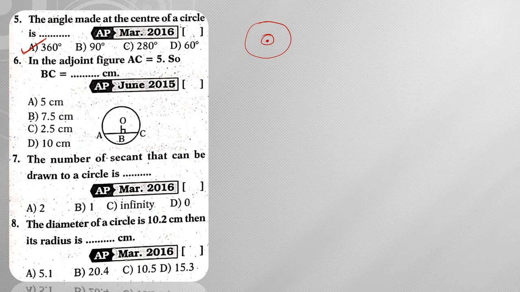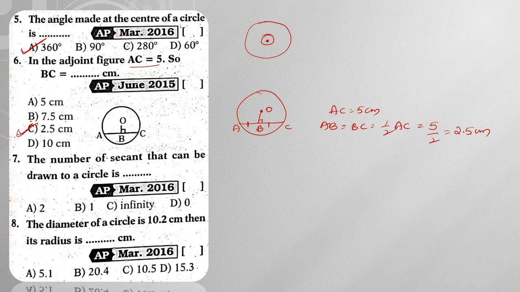Next, in the adjacent figure, AC is equal to 5 centimeters. So BC is equal to. Now, when you observe this, this is nothing but a chord AC. So AC is the chord and O is the center of the circle. So from O, a perpendicular is dropped. Whenever a perpendicular is dropped, it will bisect the given chord into two equal parts. Bisect means dividing into two equal parts. Already AC is equal to 5 centimeters. So from this we can say, AB is equal to BC is equal to half of AC, which is given by 5 by 2, which is nothing but 2.5 centimeters. Hence the answer is 2.5 centimeters.